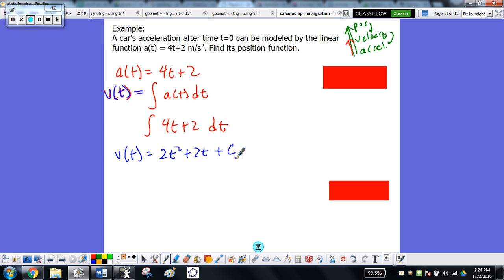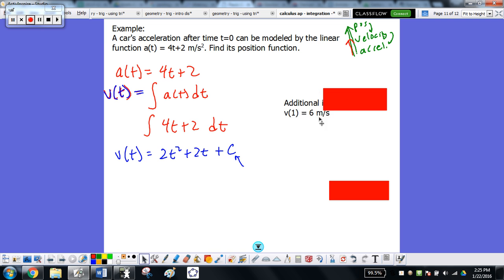Because this plus c means you have all sorts of velocity functions. 2t squared plus 2t plus 5, 2t squared plus 2t plus 7, and a gazillion others. So how do you single out which velocity function is actually ours? We need some more information, don't we? So in problems like you'll have in your homework, you'll be given this additional information in the original problem, which tells us that at time t equals 1, the velocity is 6.